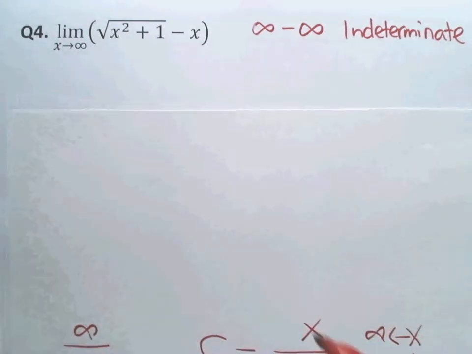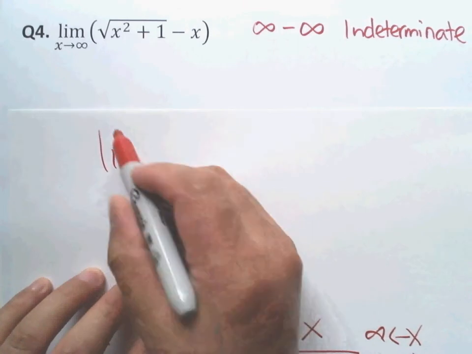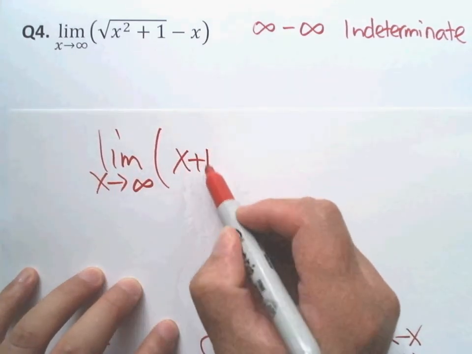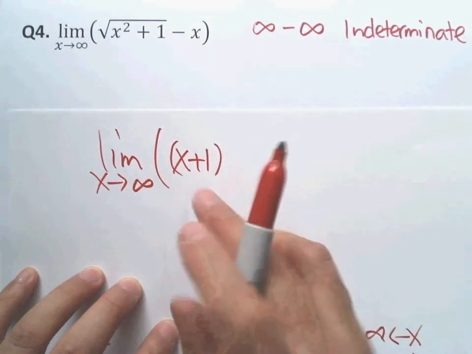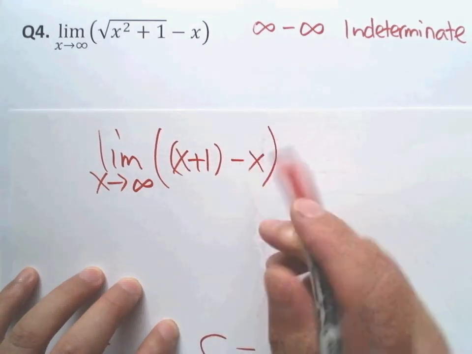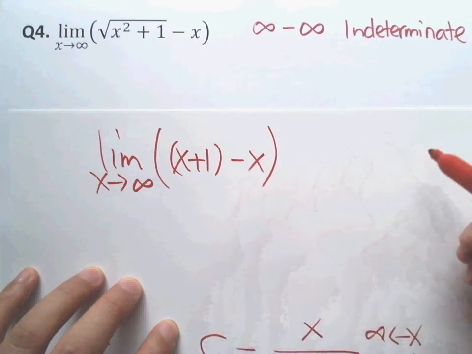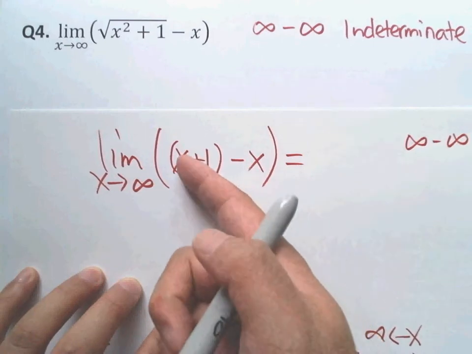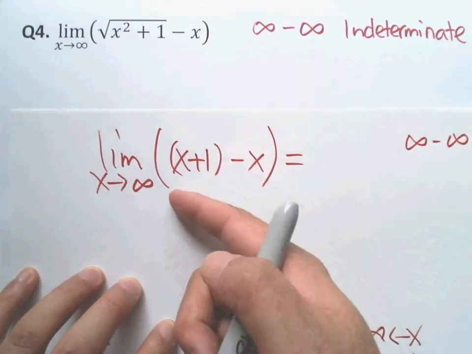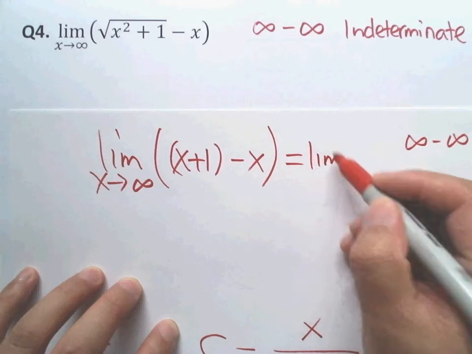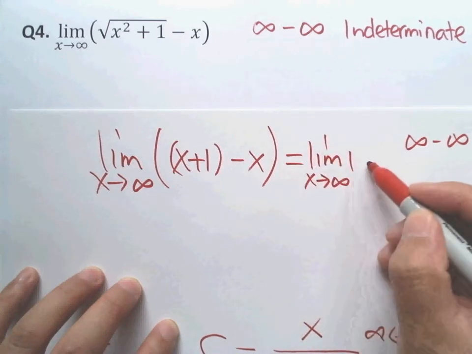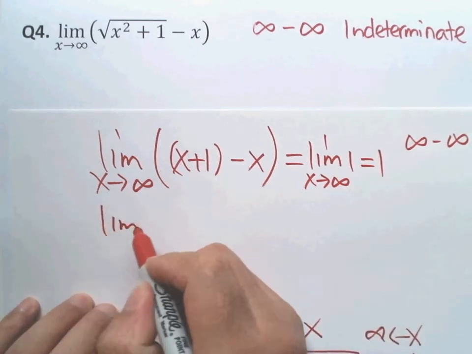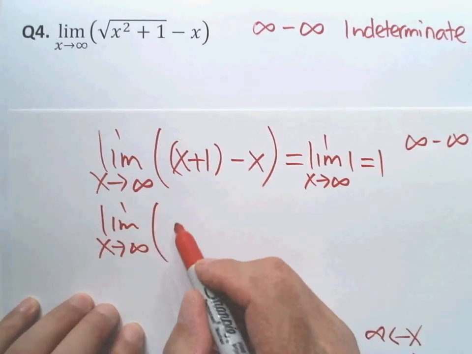Let me give you an example. Look at this. We take a limit when x goes to infinity. Can you see x plus 1? This goes to infinity, right? And then minus x. This x also goes to infinity. So this is infinity minus infinity. Of course, the result is x plus 1 minus x, which is always 1. The limit of 1 is 1, right? That's always 1.